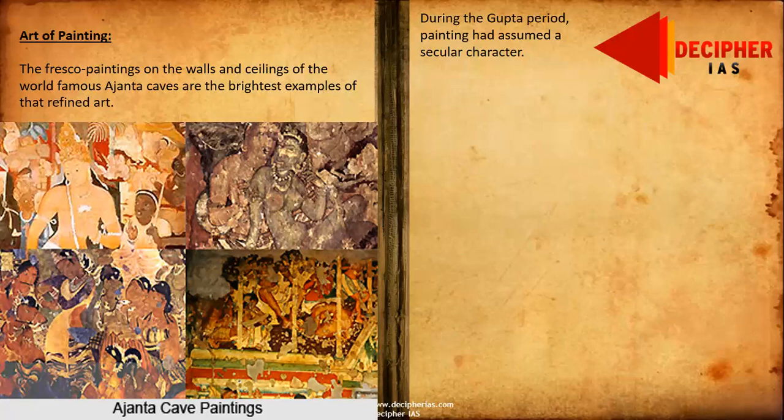The cave paintings of Ajanta, Badami, and Bagh were the representation of the Gupta paintings. The cave paintings mainly depicted the Jataka stories and the life of Lord Buddha.